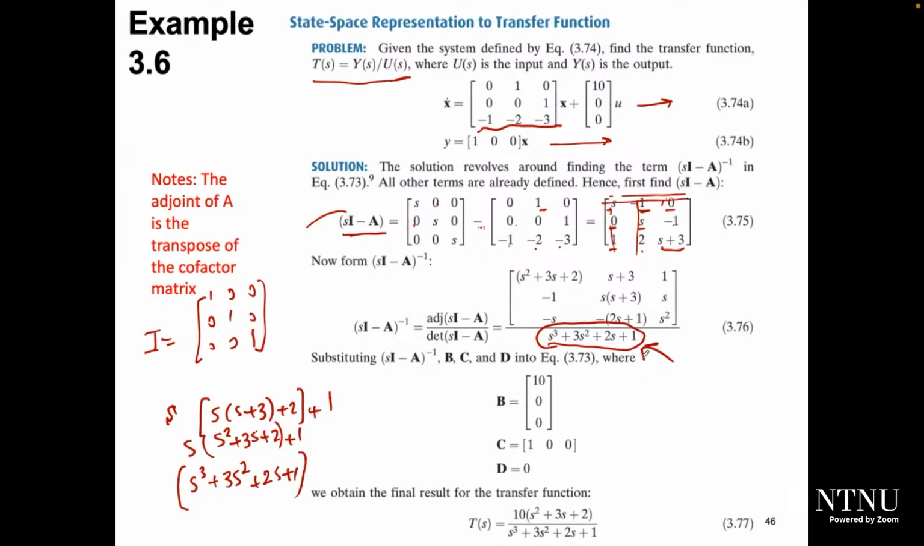In fact, the adjoint of the matrix should also be done in the same way. So the adjoint of the matrix is, we will start with this S. Cross this row, cross this column, get the determinant of the square matrix here. It will be S times S plus 3 minus 2, so it will be S squared plus 3S minus 2. It will be plus 2. So it will be this amount.